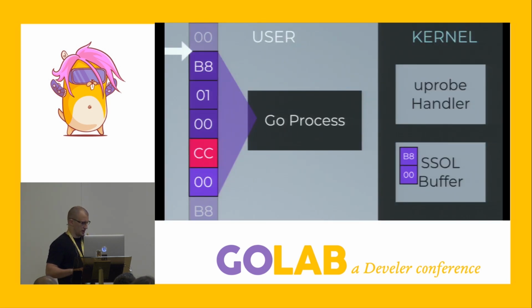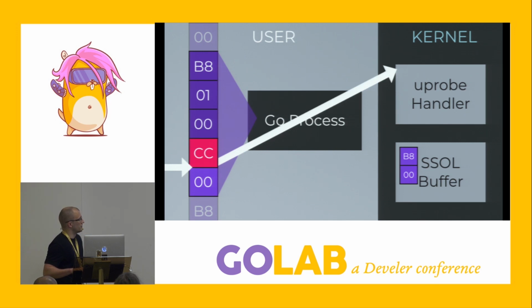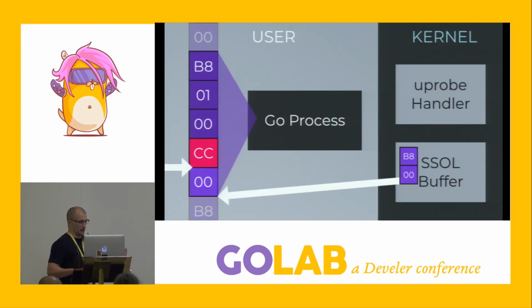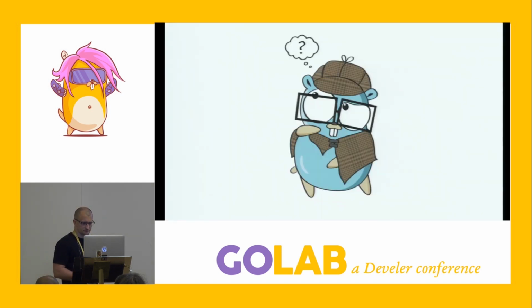And now when that trap instruction, when the breakpoint gets hit, the uprobe handler will get invoked. And then after the handler is run, the instruction that it copied into kernel memory will get single stepped directly from kernel memory. Then the kernel will update the instruction pointer for the process to point to after that instruction, and then it'll resume from there. So it's a little bit more optimal than what Ptrace is doing.